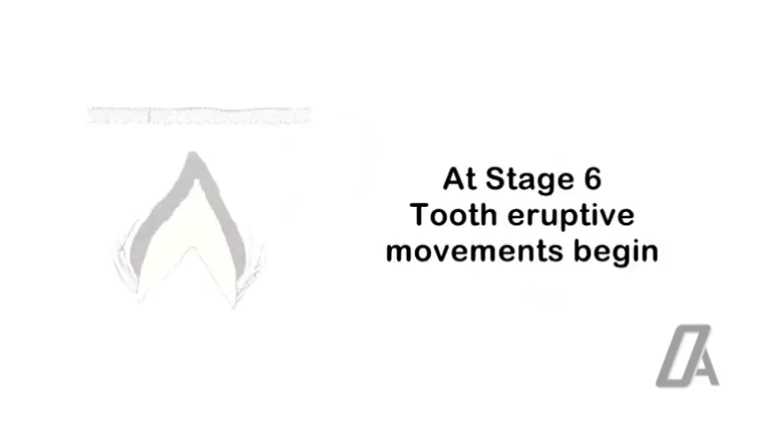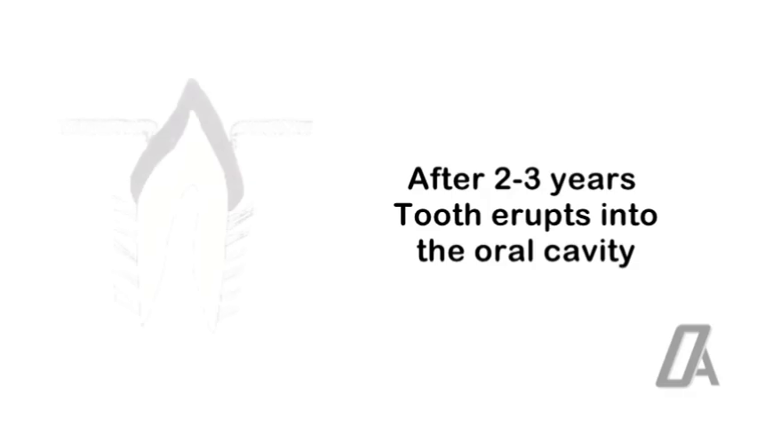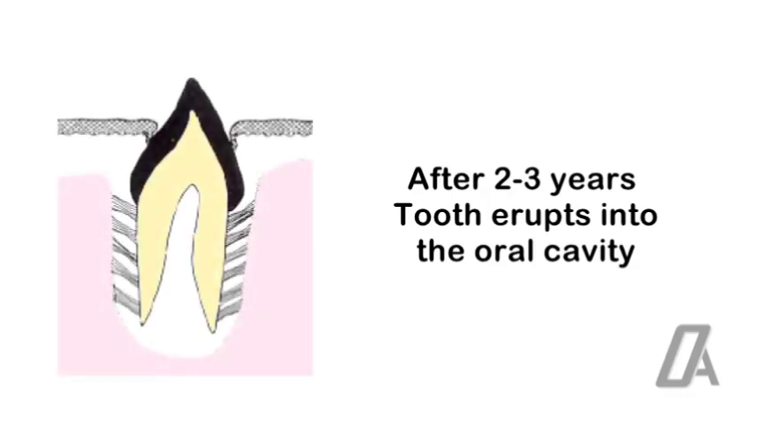So basically, tooth eruptive movements begin during the 6th stage, when the crown formation is complete. After 2 to 3 years, with 2/3 of root formation complete, the tooth erupts into the oral cavity.